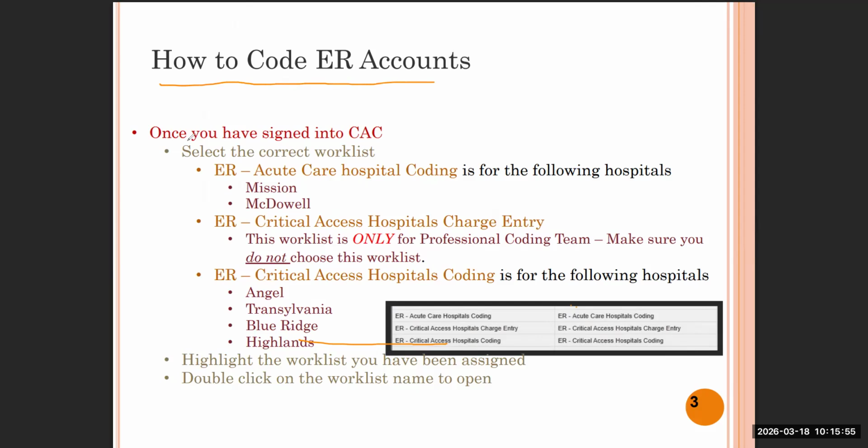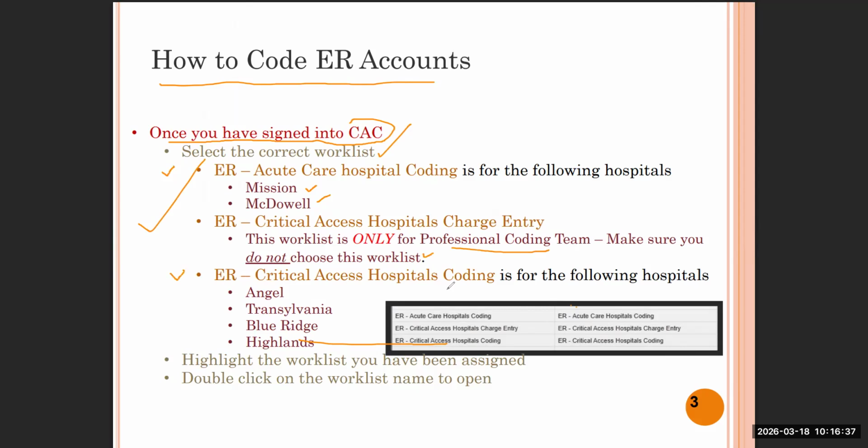Once you are in the CAC, which is a kind of computer automated coding software, open your software and select the correct work list. ER acute care hospital coding for the following hospitals, for example Missions, MC, Dowells, like that. ER critical care hospital charge entry is a work list only for professional coding, and make sure you do not choose that work list. This is something you need to confirm when selecting.